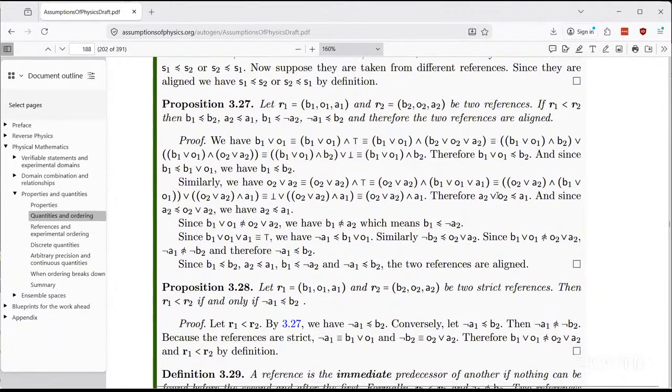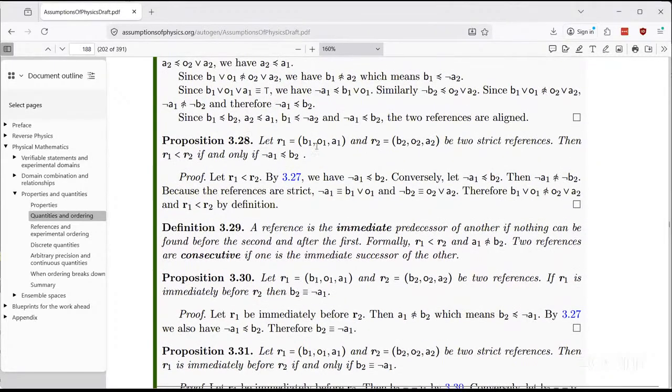Proposition 3.28. Let R1 be the tuple with ones, R2 the tuple with twos. These are two strict references. Then R1 is before R2 if and only if not A1 is narrower than B2. So this is a simplifying condition. Again, when things are strict, you only need to check the before and after, and you're done.